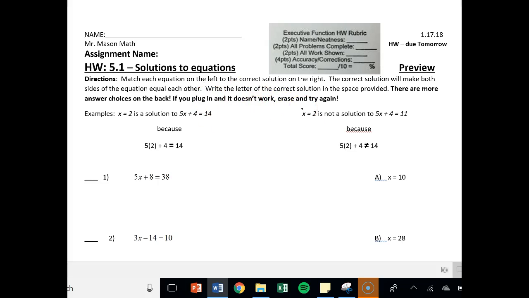So an example, if I had 5x plus 4 equals 14 and I plugged in 2, I would see that, hey, this does equal 14 because 5 times 2 is 10, 10 plus 4 is 14. And I get 14 equals 14. So then I would know I'm done, right? Let's say I plugged in 2 to 5x plus 4 equals 11, right? Well, 10 plus 4 does not equal 11. This should say 11, my fault. 14 does not equal 11, right?